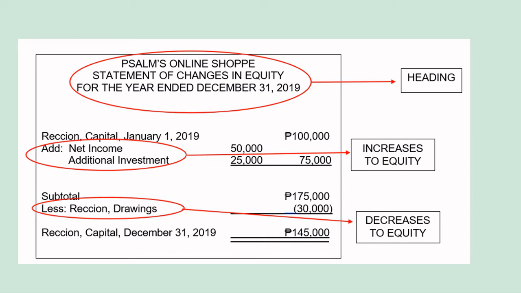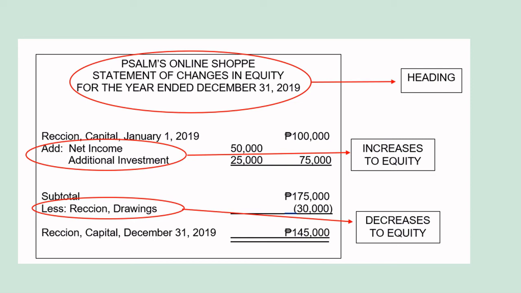Next, Rection Capital January 1, 2019. Ibig sabihin, pwedeng yan yung initial investment of the owner. So, 100,000. Next, you add net income and additional investment. Yung 75,000 na value na katapat ng 100,000, yun yung sum ng 50,000 and 25,000. So, ang subtotal ay 175,000.